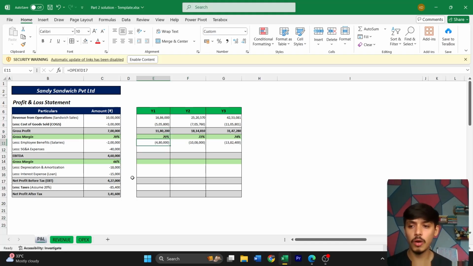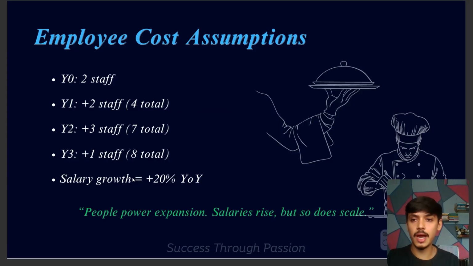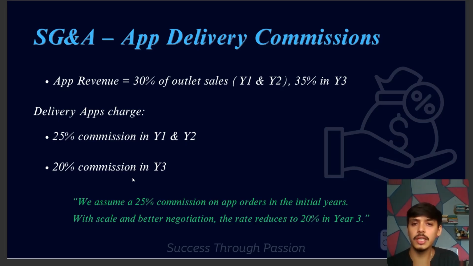Final element of the operating expense is SG&A expenses. So now we will project SG&A for our model. We will go back to our presentation, and the first element of SG&A is app delivery commission. So what are we assuming over here? App revenue is equal to 30% of outlet sales in year 1 and year 2, and 35% in year 3. So this is what we have already projected in our revenue projection.